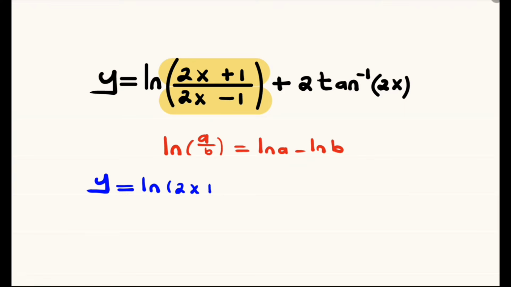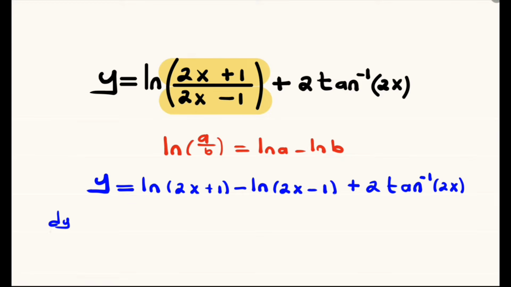Our y will be equal to the ln of (2x plus 1) minus the ln of (2x minus 1) plus 2 multiplied by the arctan of 2x. And from here we differentiate y with respect to x.